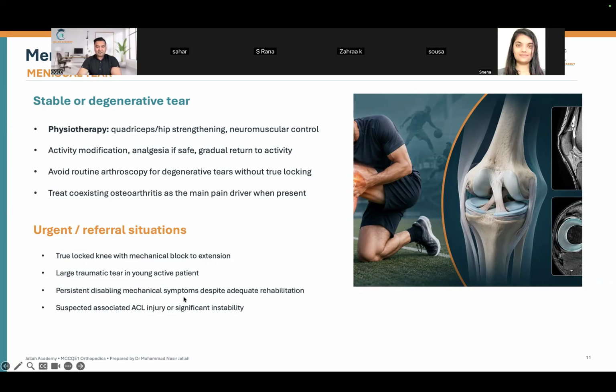Persistent disability or mechanical symptoms despite adequate rehabilitation. Suspect associated anterior cruciating ligament injury, or significant instability. For any knee pain, we have to rule out other conditions, right? For example, anterior cruciating ligament, lateral collateral ligament, medial collateral ligament, and patellofemoral syndrome.